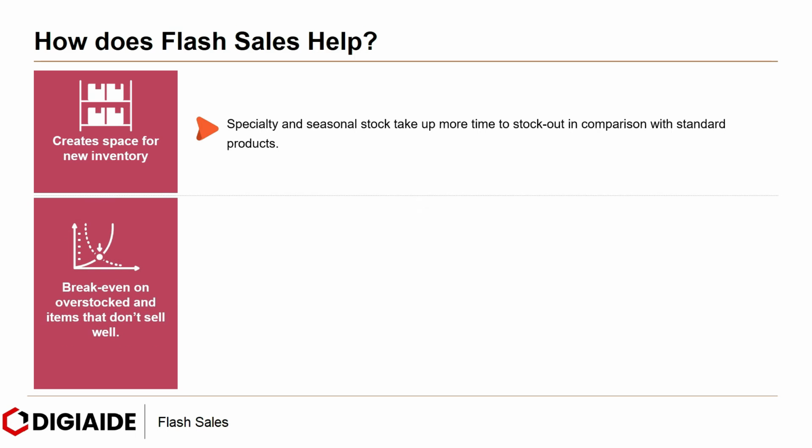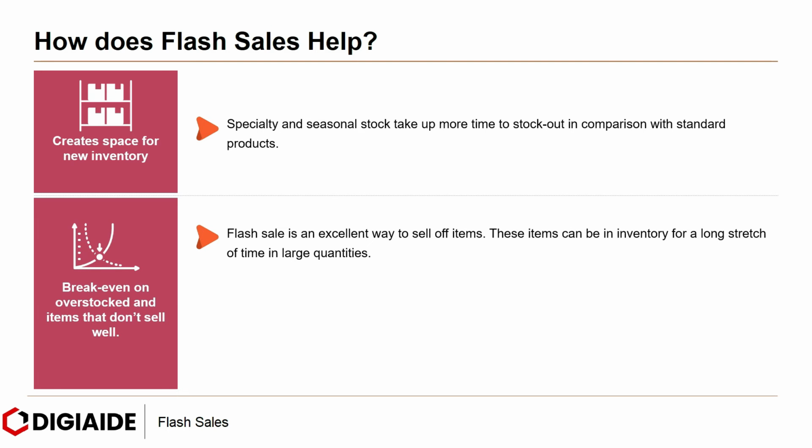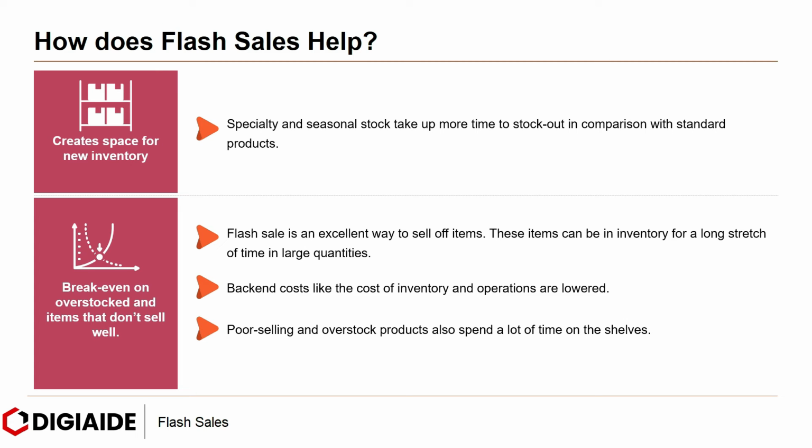And finally, break even on overstocked items and items that don't sell well. Flash sale is an excellent way to sell off items. These items can be in inventory for a long stretch of time in large quantities. Back-end costs like the cost of inventory and operations are lowered. Poor selling and overstocked products also spend a lot of time on the shelves. Thus, flash sales come in handy to clear the stock and achieve break-even.